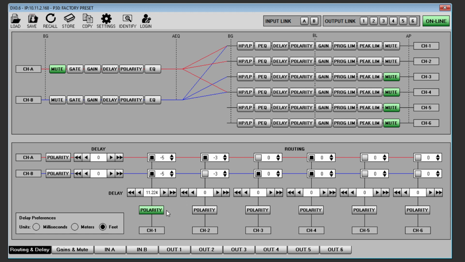Polarity inverts the signal, essentially adding a 180-degree phase shift, and is indicated by the polarity button turning green.